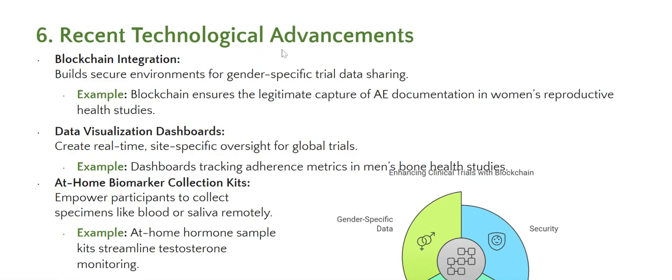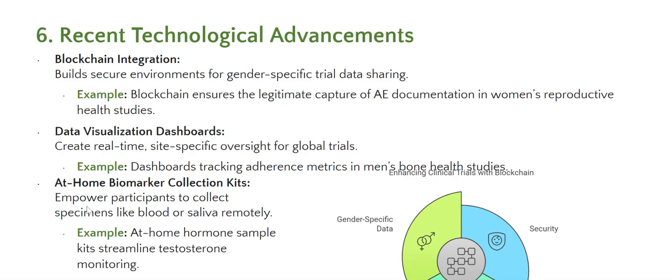Recent technological advancements. We have blockchain integration, as a blockchain system is an audit trail system. So it builds secure environments for gender-specific trial data sharing. For example, blockchain ensures the legitimate capture of AE documentation in women's reproductive health studies. Data visualization dashboards create real-time site-specific oversight for global trials. For example, dashboards tracking adherence metrics in men's bone health studies.